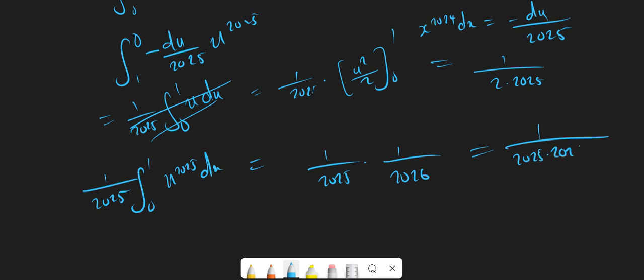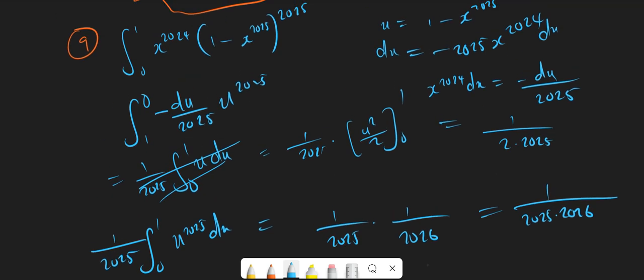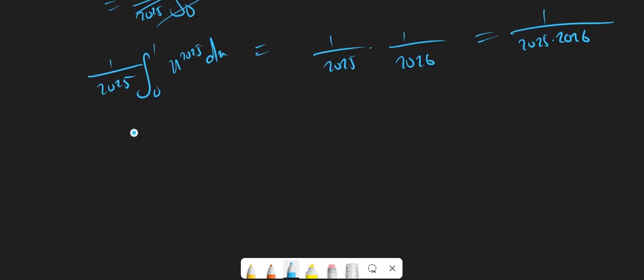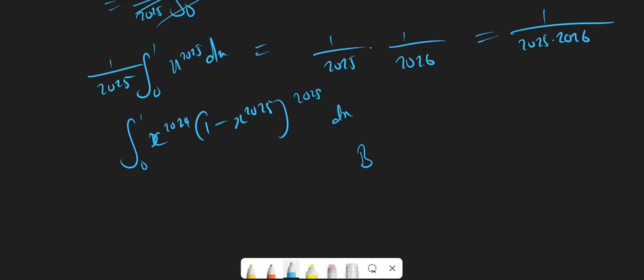So this is going to be 1 over 2025 times 2026. And of course, if you are familiar with the beta integral, we know that this integral, the integral from 0 to 1 of x to the 2024 times 1 minus x to the 2025 to the 2025 once more, dx, there's another way we can do it. If you remember that the beta integral, beta of x comma y, is the integral from 0 to 1 of what? t to the x minus 1 times 1 minus t to the y.